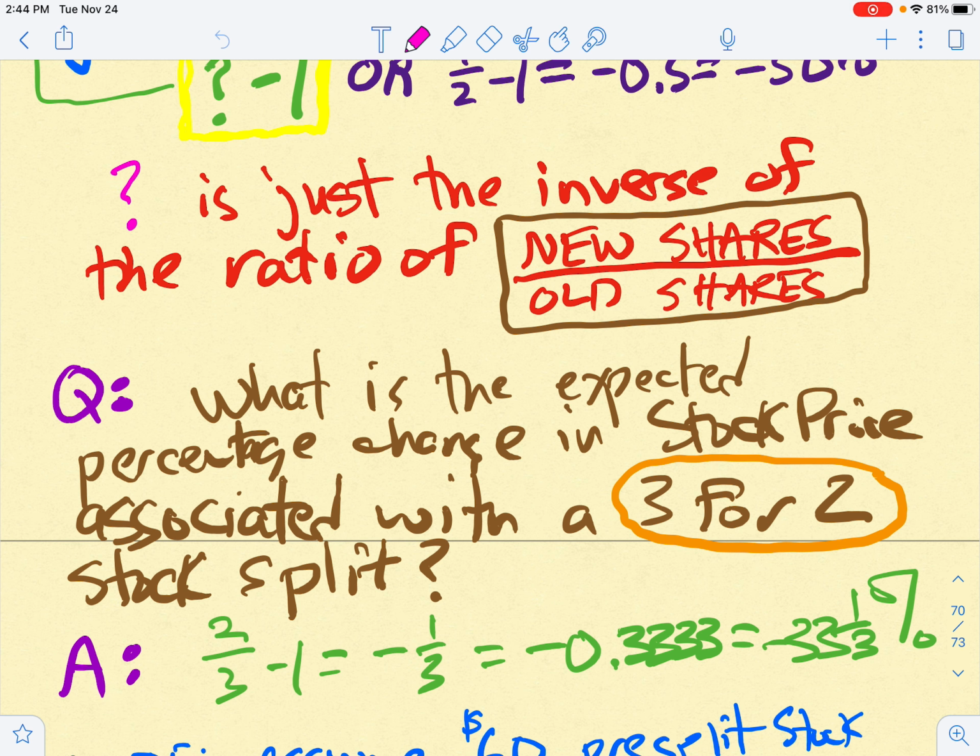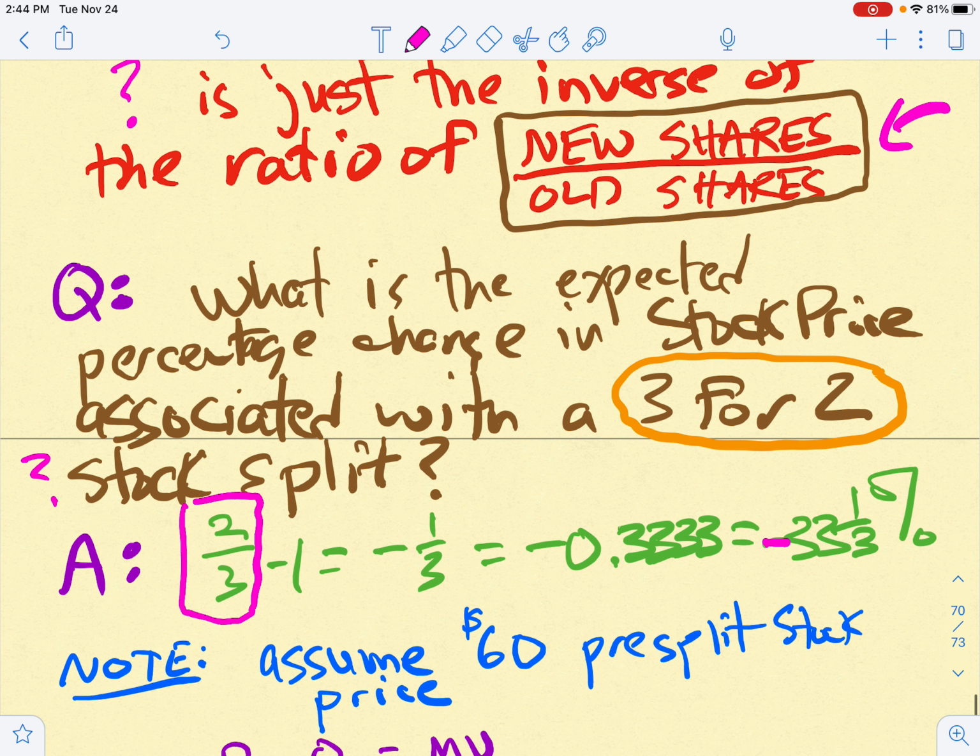Well, again, it's just the inverse of the ratio of new shares to old shares. For 3-for-2, the inverse is 2/3, so that's the question mark from above. Minus 1 is equal to minus 1/3, which is negative 0.3333, or minus 33.33%. So the expected percentage change in stock price associated with the 3-for-2 stock split is negative 33.33%.